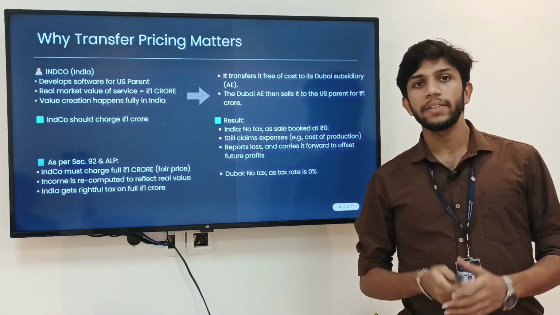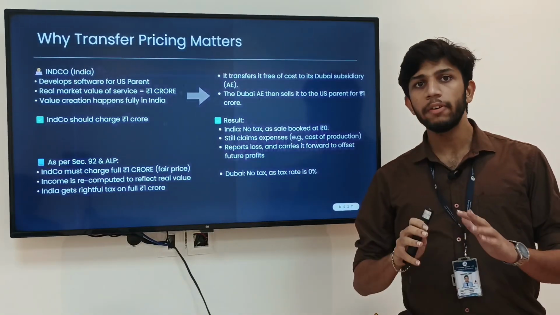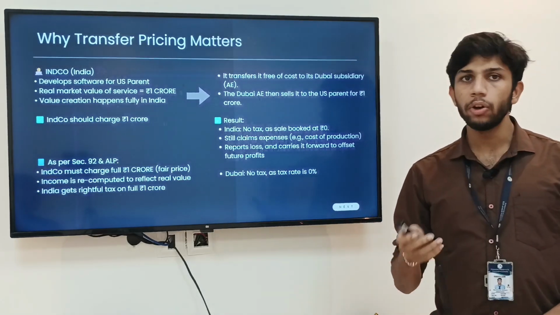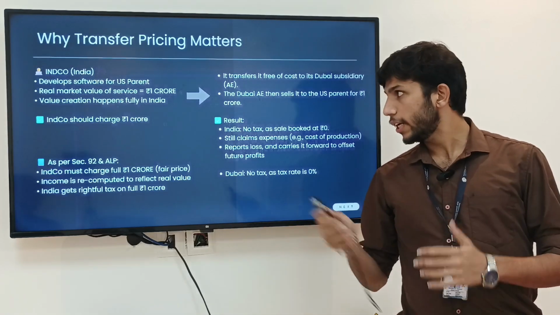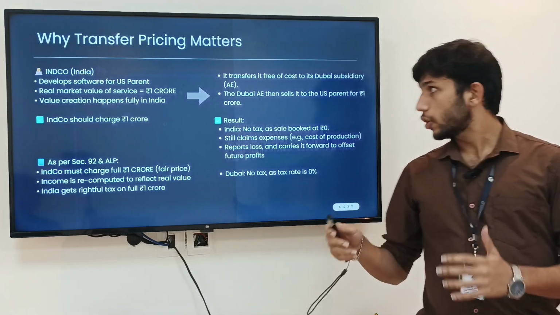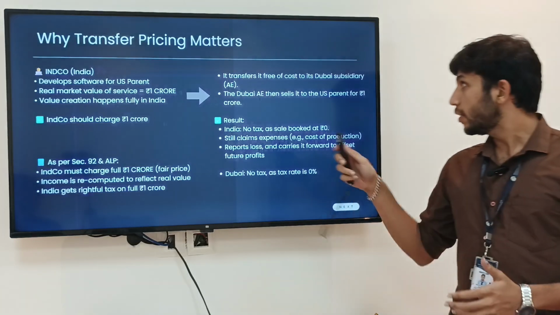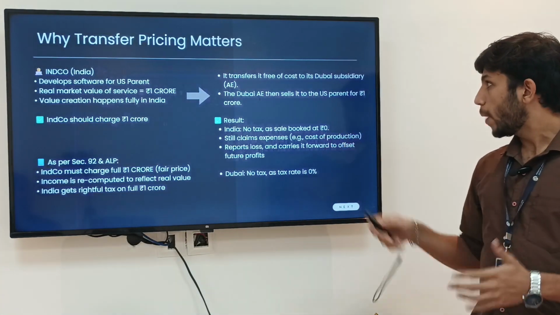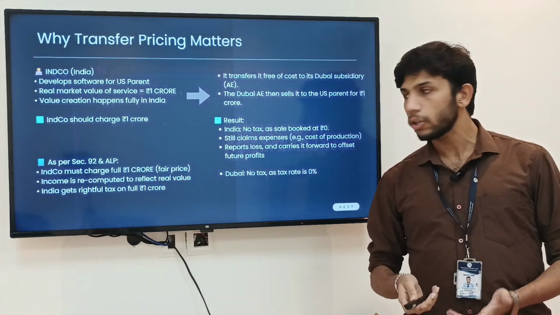So why does transfer pricing matter? Say, for example, there is an Indian company. It develops a software for its US parent company. The real market value of the software is 1 crore rupees, so value creation happens in India. What it does is, instead of directly selling that software to its US parent company, it transfers it free of cost to its Dubai subsidiary. Then the Dubai associated enterprise sells it to the US parent company for 1 crore rupees.